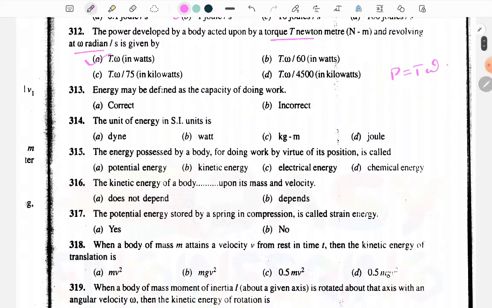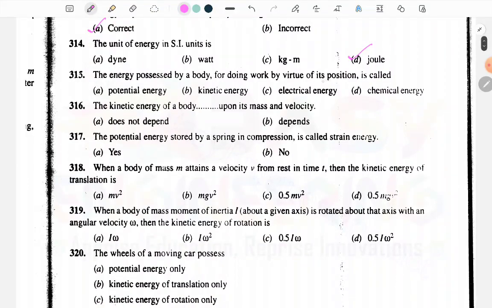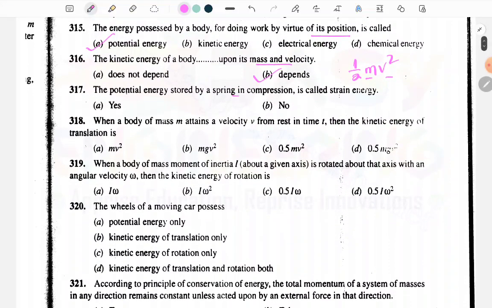Energy can be defined as the capacity of doing work. Yes, correct. Energy possessed by a body by virtue of its position, its position means potential energy. Kinetic energy of a body depends upon mass and velocity. Kinetic energy is half mv square, so it depends on mass and velocity. Potential energy stored by a spring in compression is called strain energy. 317. Yes. When a body of mass m attains a velocity v from rest in time t, then the kinetic energy of translation is half mv square.